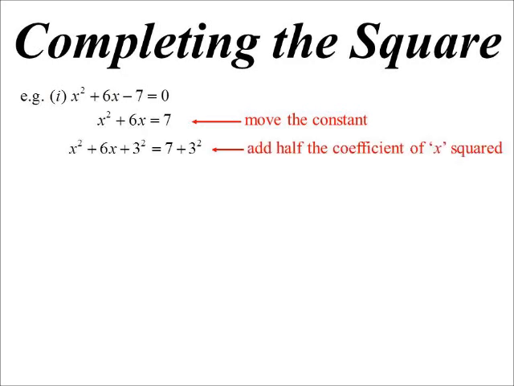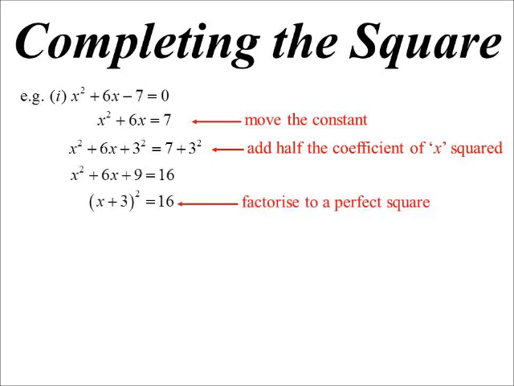Then add half the coefficient of x squared. Now the pause is very important, of course, because you don't want to add half the coefficient of x, squared. You want to add half the coefficient of x, squared. So in this case, the coefficient of x is 6, half of that is 3, so we add 3 squared. So we get x squared plus 6x plus 9.